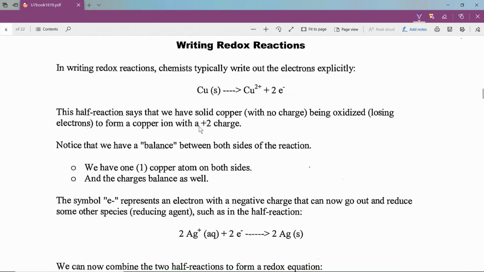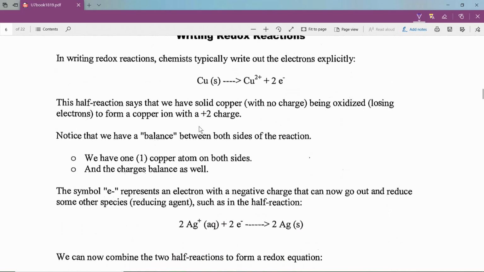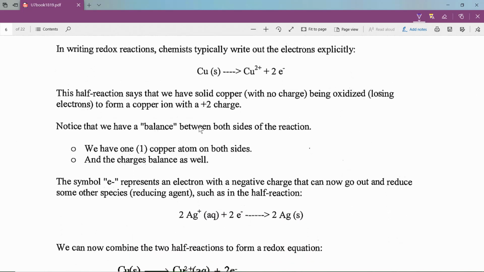When we write redox reactions, chemists typically write out the electrons explicitly for the half reaction. In writing half reaction redox equations, here's an oxidation. We see electrons are lost. They're given away. They're liberated. So they're on the product side.